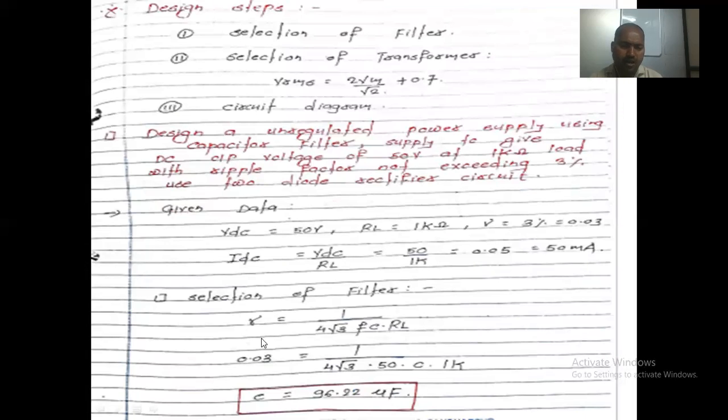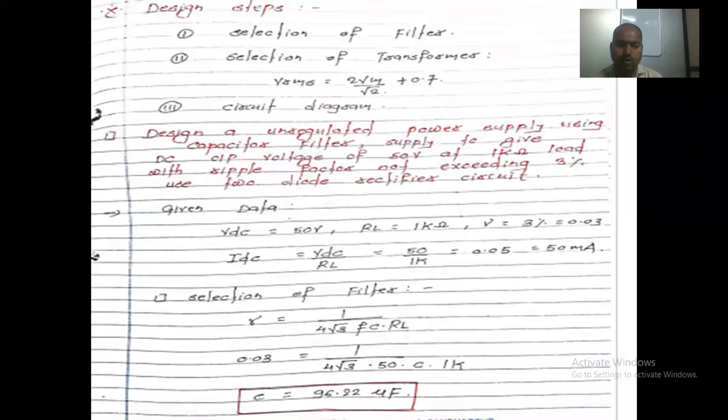C type of filter. All the things required for the ripple factor calculation: the ripple factor r is equal to 1 divided by 4 root 3 f C R_L. We have to write this down here. For a capacitive type of filter, the formula for the ripple factor is r equal to 1 divided by 4 root 3 f C R_L. So we have to follow that formula.